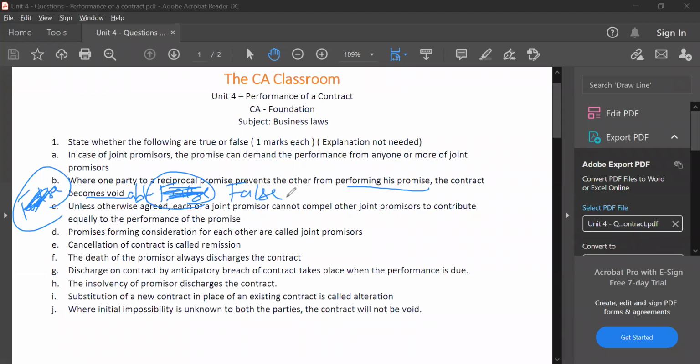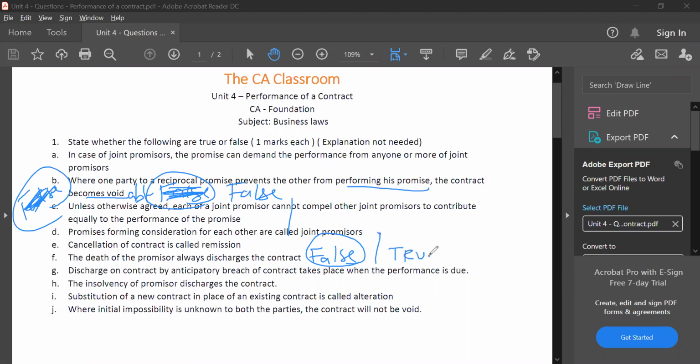The death of the promisor always discharges the contract. Yes. Sir, how is it possible? The representatives of the deceased promisor can repay the money and then the contract gets discharged, that's why, right? The answer is false. I told false only. Okay, so that is why it is false. Yeah. Because even the legal representative can perform, right? So the answer is false. Because there's an exception. Otherwise, the statement will be true.